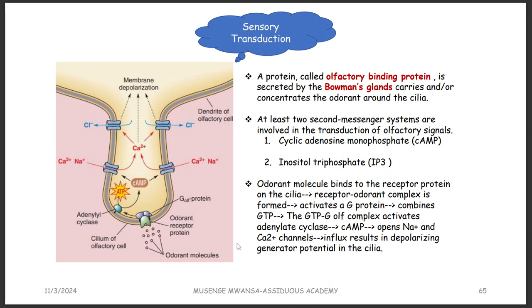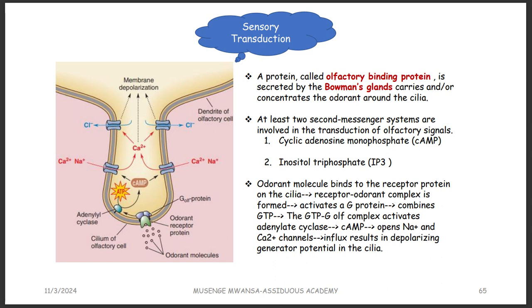So the first mechanism: when the odorant binds to the receptor, you have formed the odorant receptor complex, and that is going to activate the G protein. The G protein is initially bound to GDP. That GDP will move and then GTP will bind. Now the G protein with the GTP is going to activate adenylate cyclase, or adenylyl cyclase. And that converts ATP to cAMP.